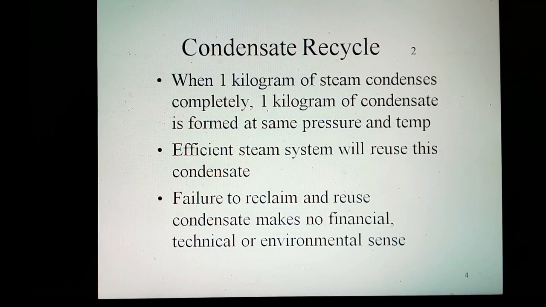When a kilogram of steam condenses completely, a kilogram of condensate is formed at the same pressure and temperature. An efficient steam system will reuse this condensate. Failure to reclaim and reuse condensate makes no financial, technical, or environmental sense.